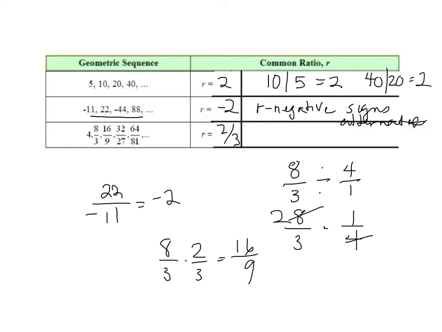So this is actually a decay exponential because r is between 0 and 1. This one, r equals 2, would be a growth. When r is negative, that is not exponential. It is not. R has to be positive.